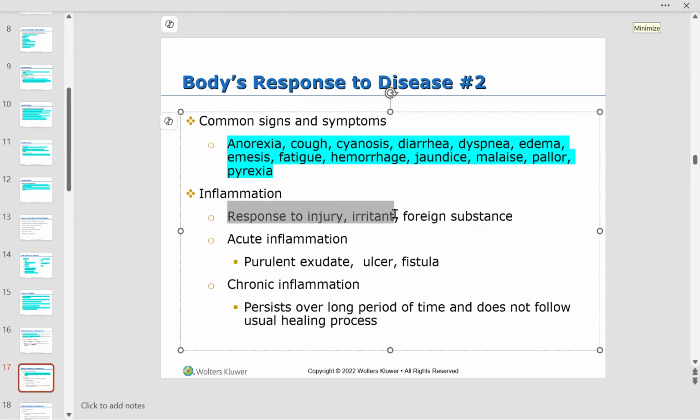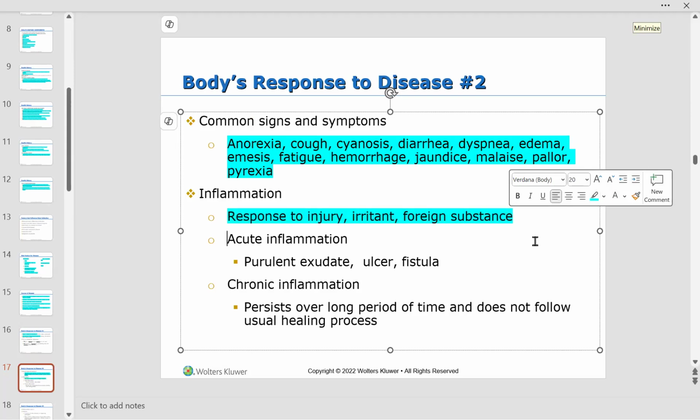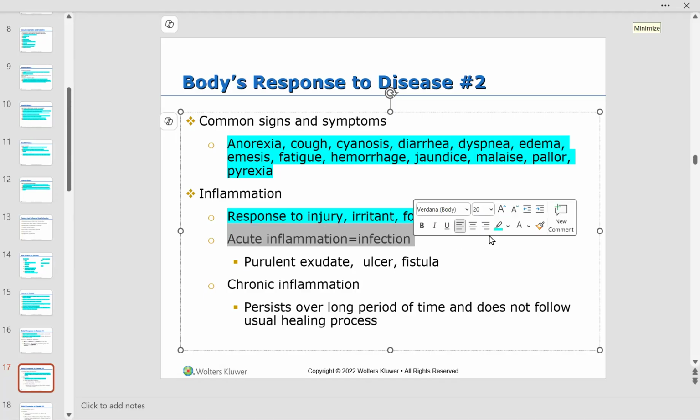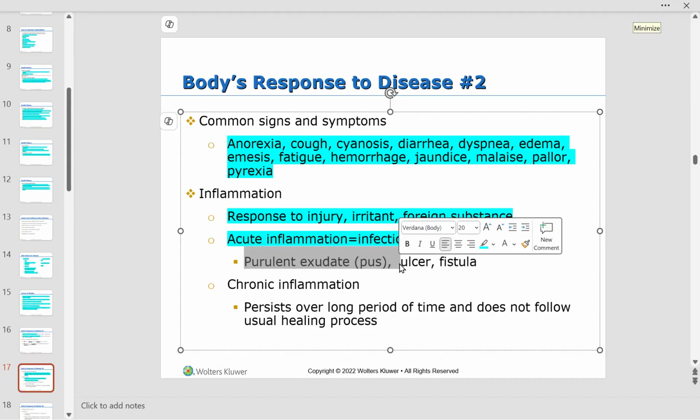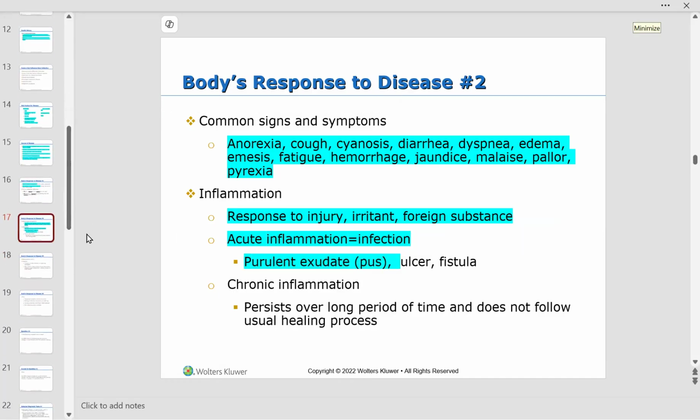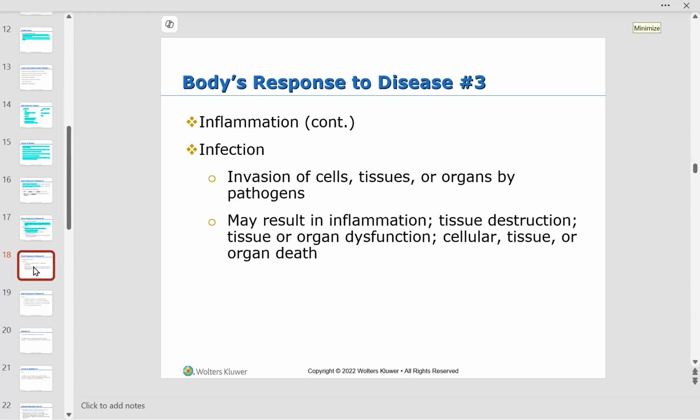When something gets inflamed, that's a response to an injury. That's your body's mechanism of trying to fix whatever happened. You can have acute or chronic inflammation. Acute inflammation is usually the equivalent of infection. Think about it. You will see purulent exudate, which is pus, but we don't say pus because we're nurses, right? Purulent exudate is usually acute inflammation. And chronic inflammation, again, is something that lasts a long, long time. Things like arthritis, right? Chronic inflammation.